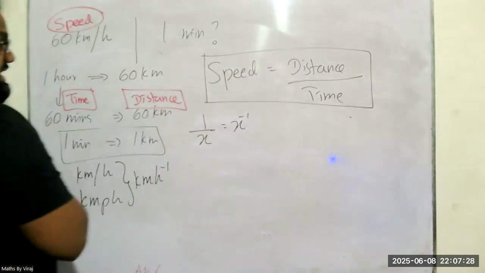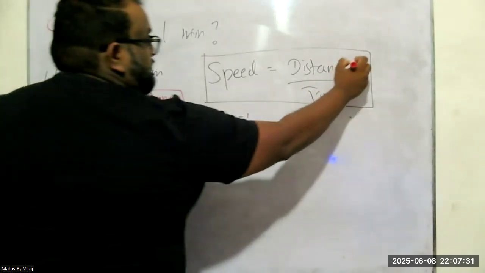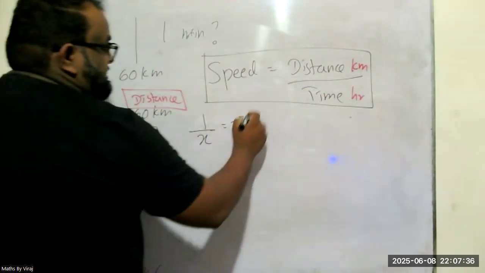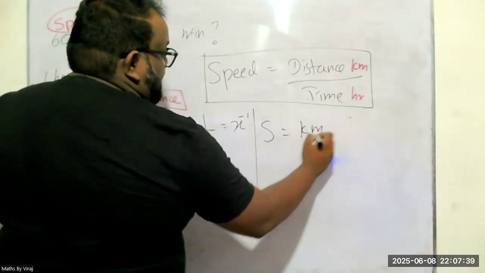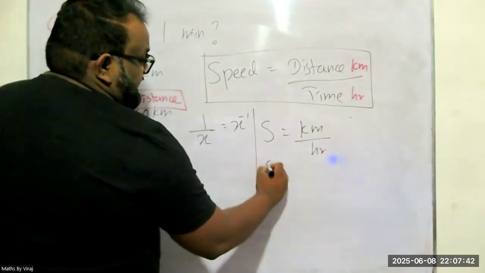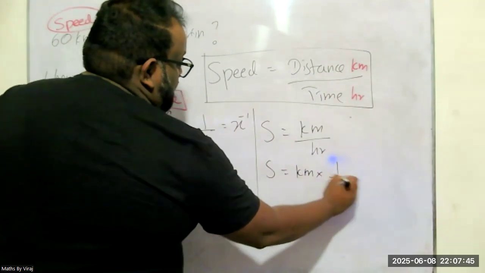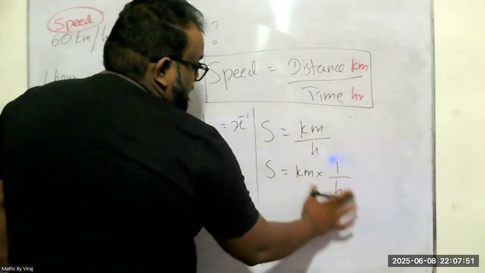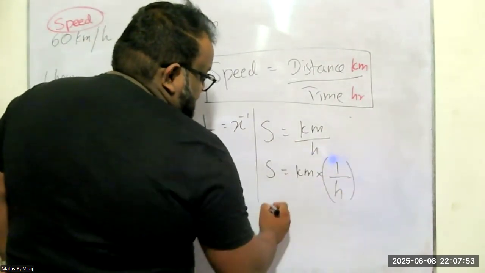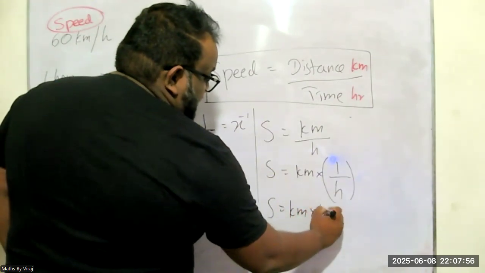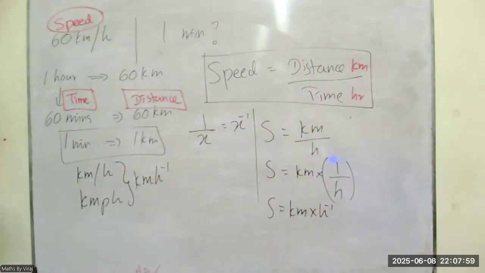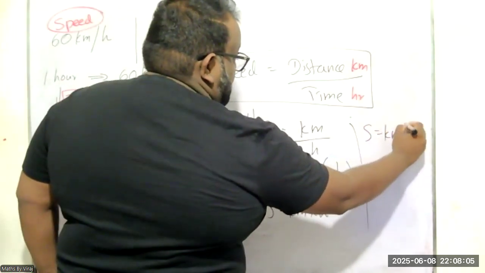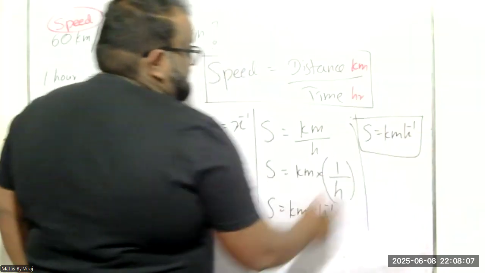Here, distance is in kilometers, correct? And the time in hours. So if I write this, speed is kilometers divided by hours, it is like speed is kilometers into 1 over hours. So this 1 over hour, I can write the same thing as kilometer into h to the power minus 1. Then I can write speed is equal to km h minus 1. Are we clear? Yes or no?